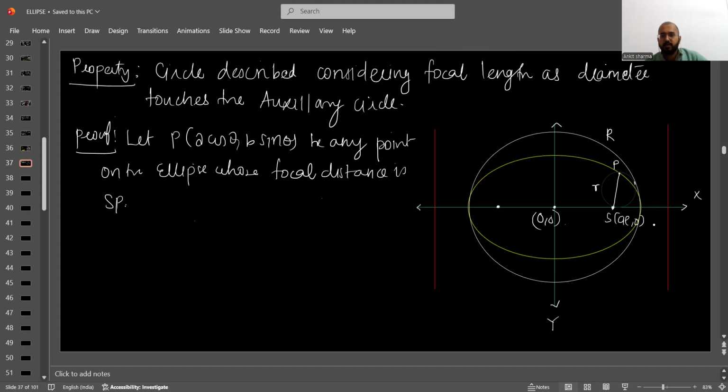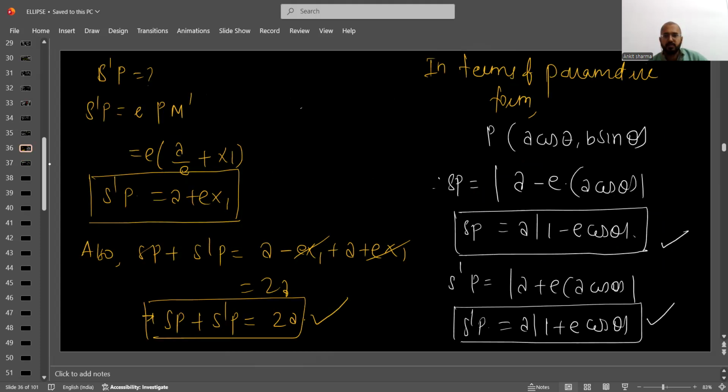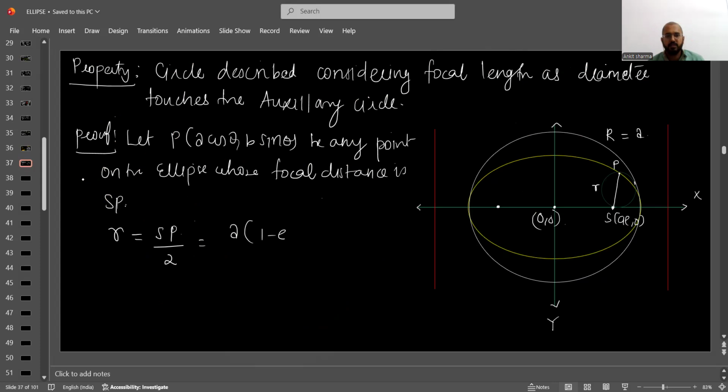This is 0, comma 0. So this capital R is nothing but my auxiliary circle, so this is going to be A here. Radius is A for the bigger circle. So the radius of the smaller circle will be equal to what? SP by 2, because SP is the diameter. That means I need to find out SP, the focal distance of this point. We know it is going to be A into 1 minus E cos theta, so A into 1 minus E cos theta over 2 turns out to be the radius of the smaller circle.